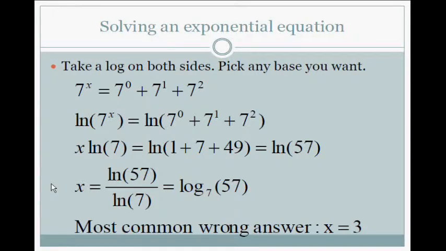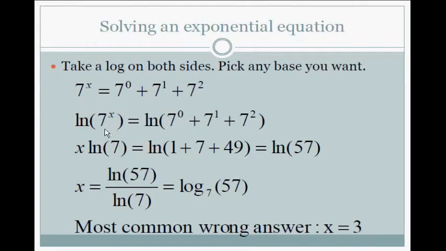So how can we actually solve these particular equations using some of that information? Admittedly, for our first equation, this is a very long-winded approach, but it still works. Our idea is that we want to take a logarithm on both sides, and for our original equation, 7 to the x equals 7 to the 0 plus 7 to the first plus 7 squared, we can take any base we want. If you wanted to take logarithm base 7, that is fine. If you wanted to use a natural log or log base 10, because your calculator has those buttons, you can do that as well.